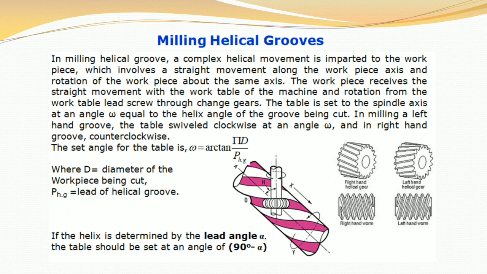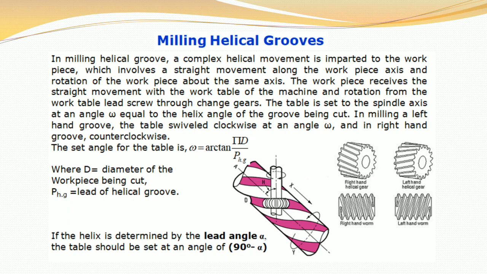In milling a left hand groove, the table is swiveled clockwise at an angle omega, and in a right hand groove, counterclockwise. The set angle for the table, omega, is equal to arctan of pi D divided by P_helix, where D is the diameter of the workpiece being cut and P_helix is the lead of the helical groove. There is the picture, and there are also two figures, right hand helical gear and left hand helical gear, as well as right hand arm and left hand arm.